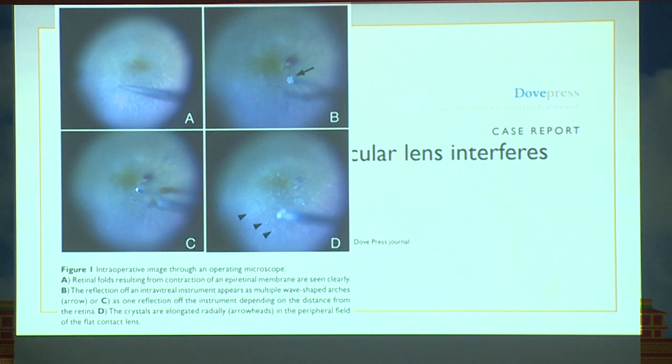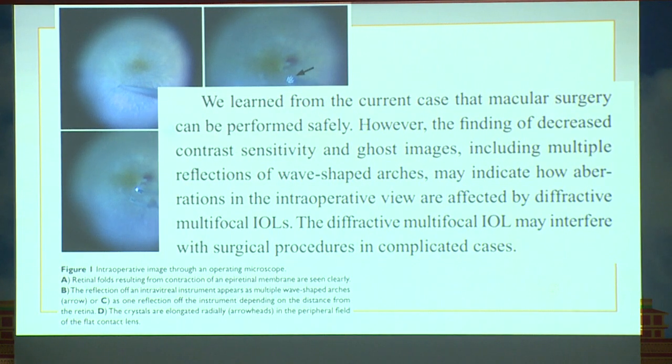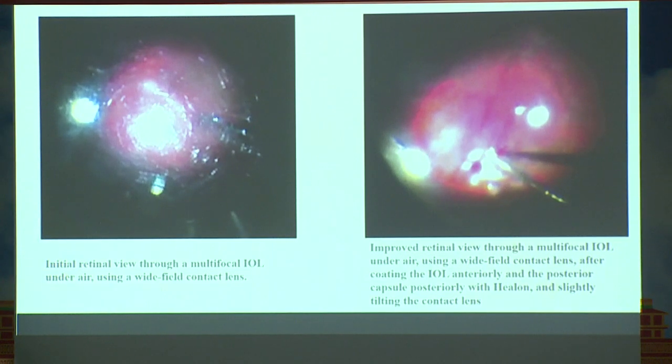Definitely it used to cause this, but now with the wide angle visualization system, it doesn't happen that much. So what they have published in this, how you can get through it, is to put a viscoat on the anterior surface of the IOL or the posterior surface of the IOL so that you can get away with these aberrations or these ghost images. Now you can see here, this was a multifocal IOL through a wide angle lens, and then after putting a viscoat, there was clarity in doing a retinal surgery.